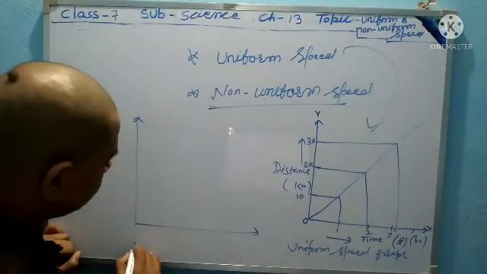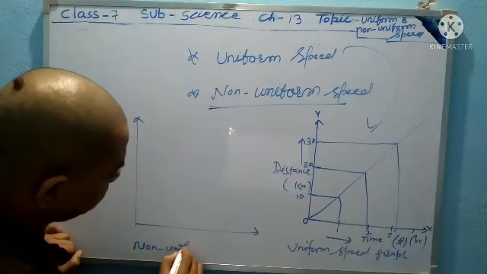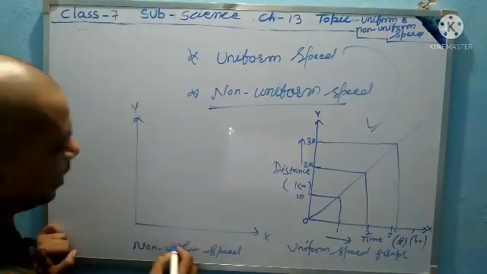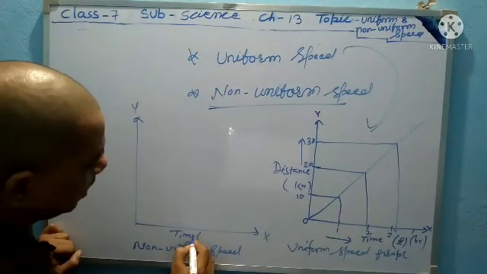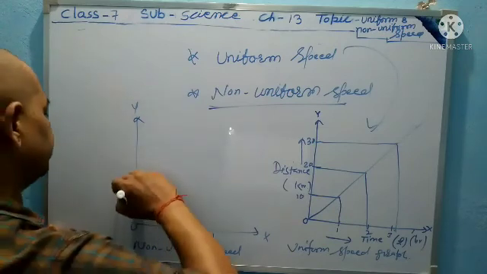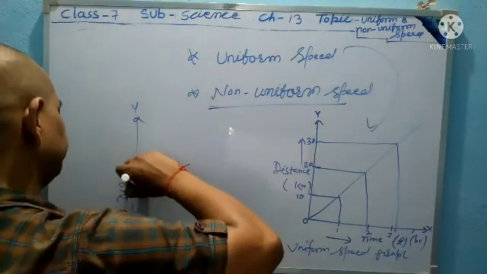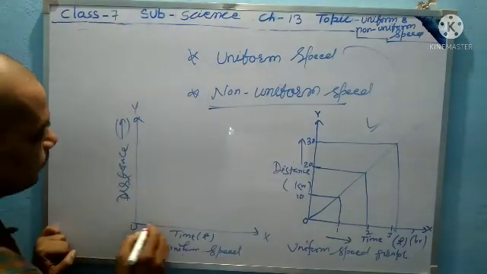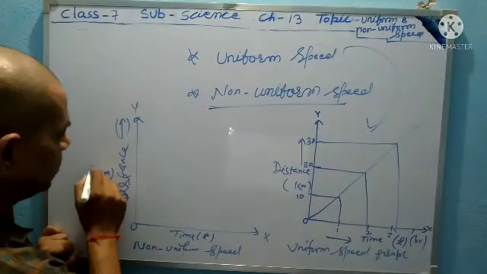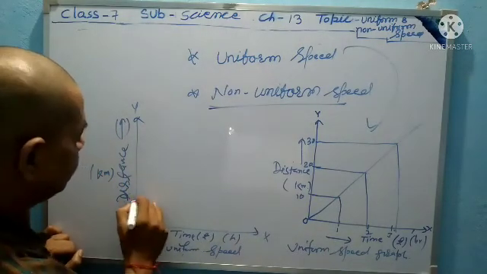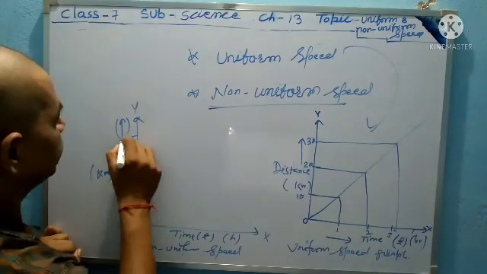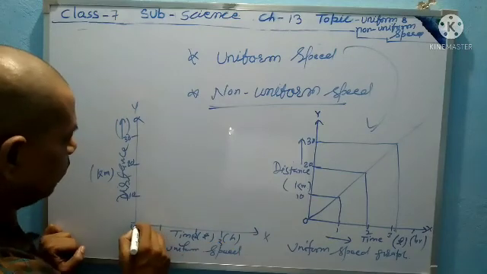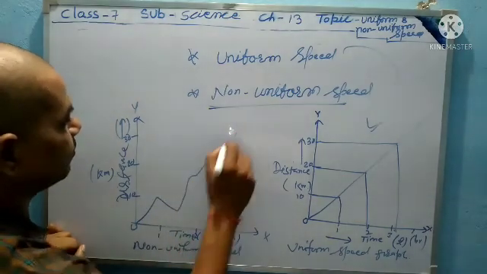Now another graph, the non-uniform speed graph. Here time is on one axis and distance traveled in kilometers is on the other, with the origin. Taking 10, 20, 30 for distance and 1, 2, 3 for hours, the graph is plotted like this.